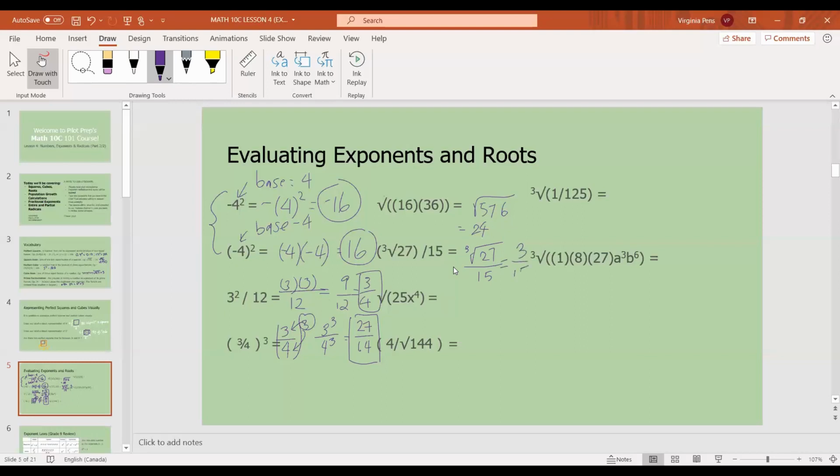over 15, which can be simplified into 1 over 3? No, 1 over 5. So we're dividing both sides by 3, so 15 divided by 3 is 5. All right, I forgot to box my final answer earlier.